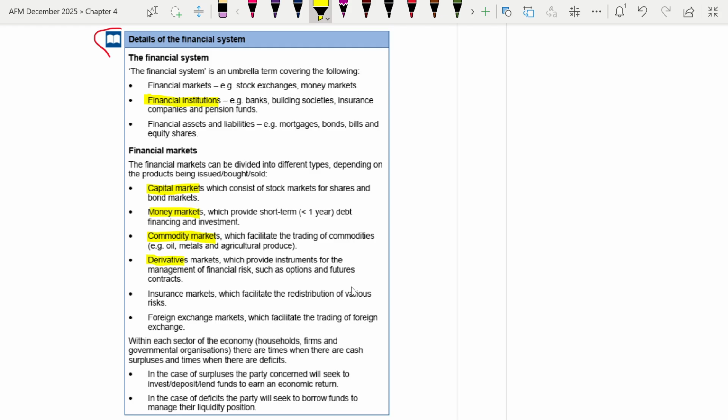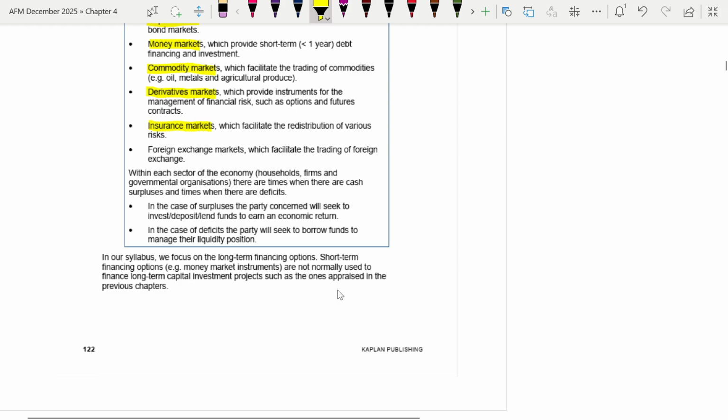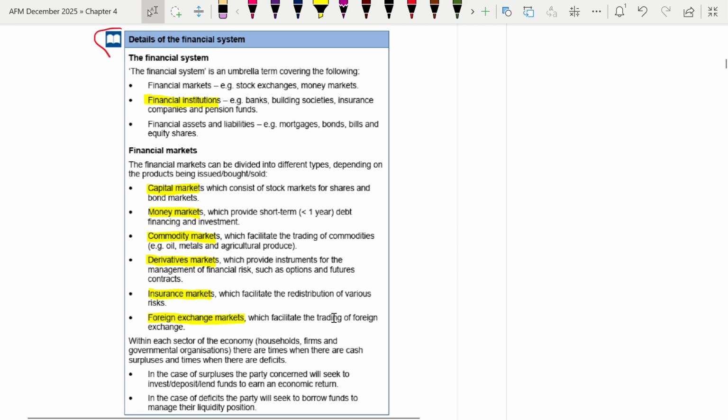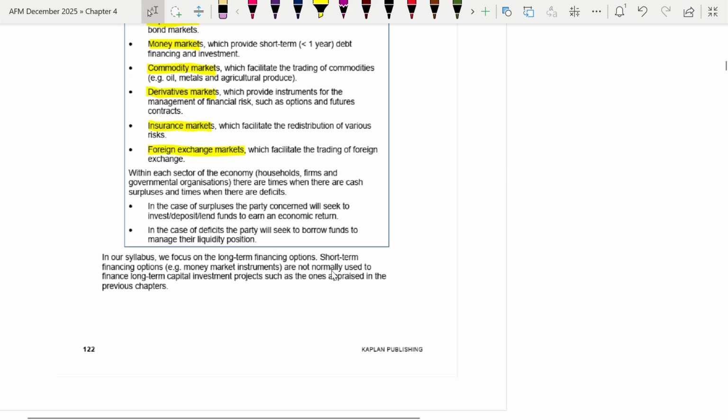You have derivative markets where we are thinking in terms of financial risk, options and futures. You have the insurance markets, reinsurance, transfer of risk, and you have foreign exchange markets. These are all ways we can explore, based on the products or services which we need. Each sector in the economy will have people who have a surplus and people who have a deficit.